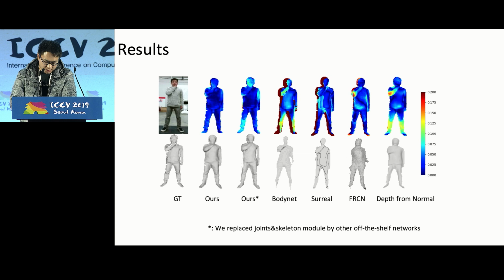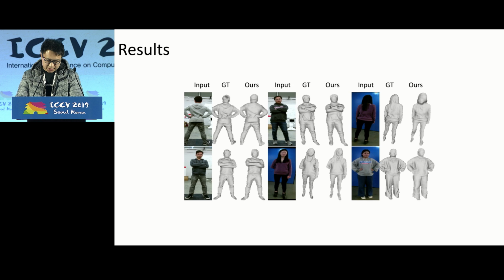To show the generalizability of our work, we replace the skeleton and segmentation module with other shape networks. The network still works reasonably well, and we can see our method recovers more details than other methods, and it doesn't suffer from the error caused by discretization. Here are more results.